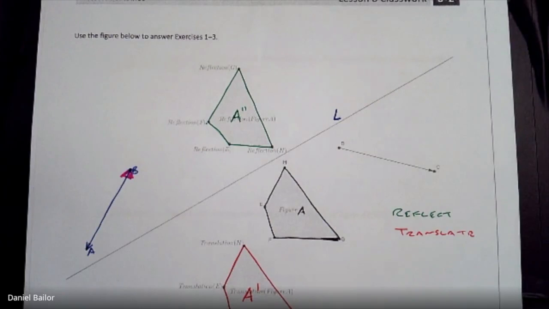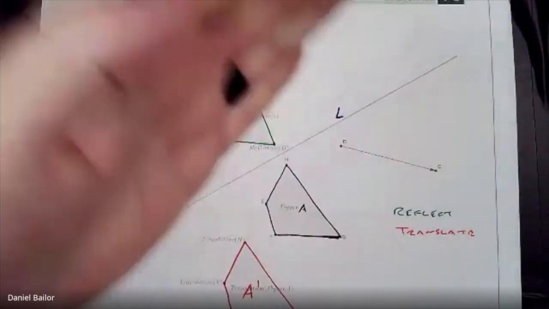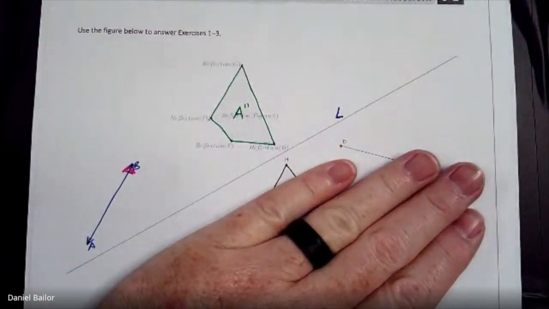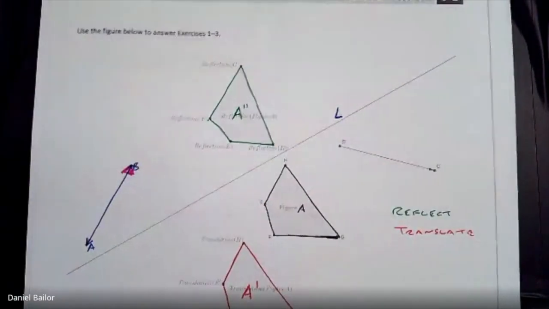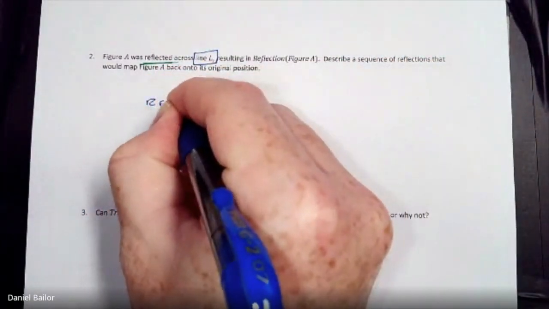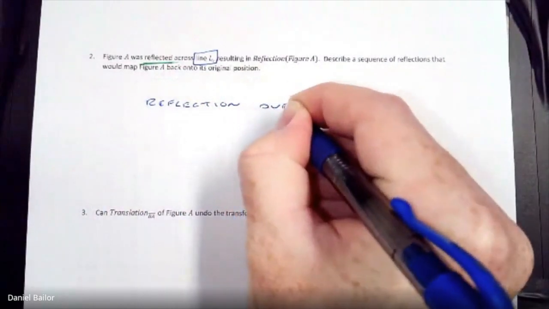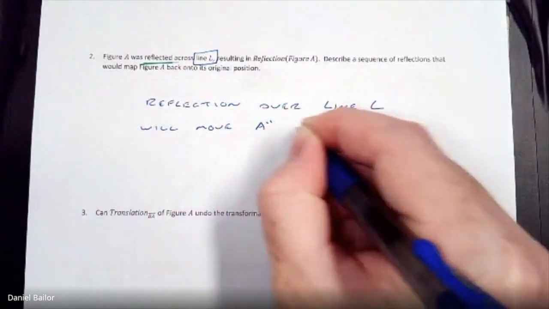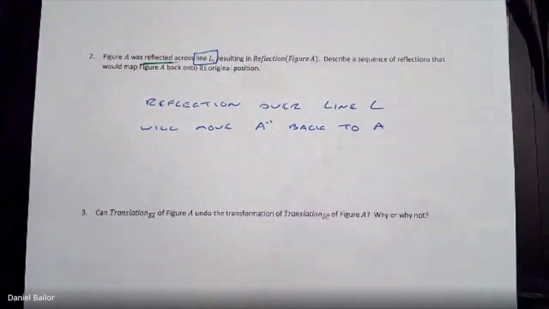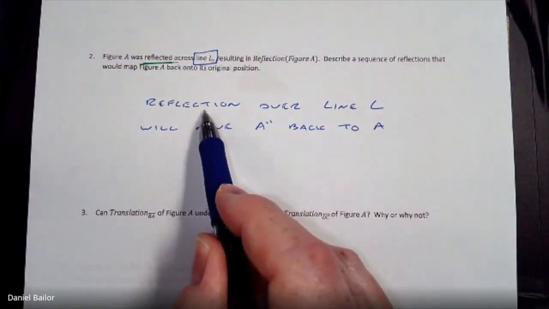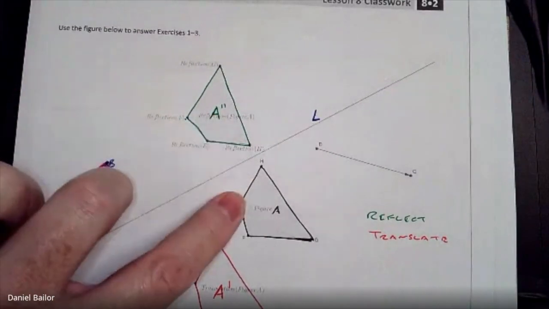Hopefully you thought about it, you looked at it and you said, well, if it flipped this way to move over here, then to move it back, we just flip back. We flipped this way. If we flip again, it moves it back. So to move it back, we need a reflection over line L will move A prime prime back to A. Another reflection, and remember, you have to tell me the line when you tell me a reflection. A reflection over line L will move A prime prime back. So if we flip this again, it will move back.